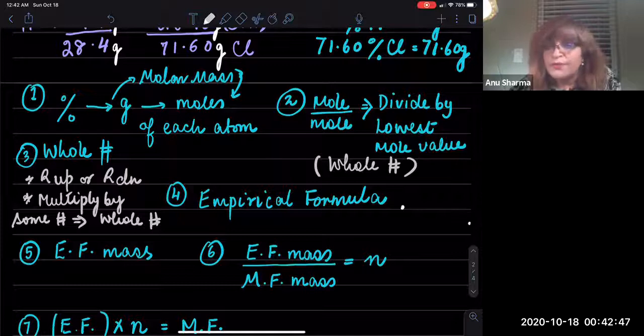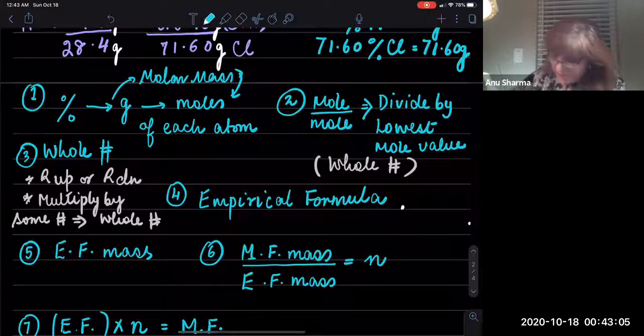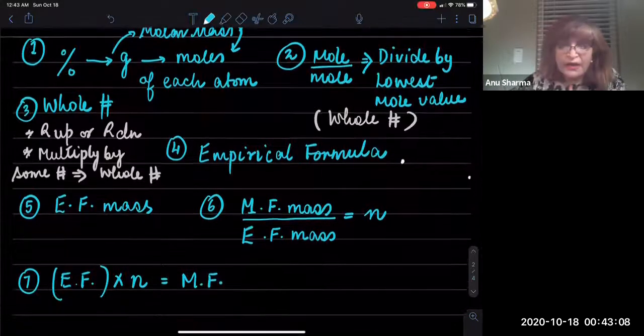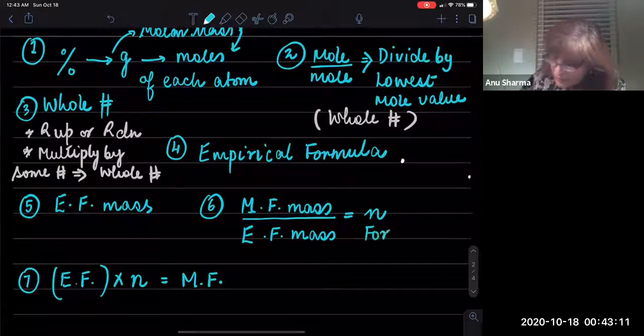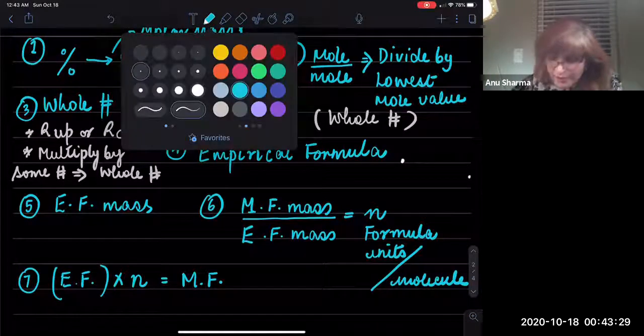Next you calculate the empirical formula mass. Just like you calculate the molar mass, you calculate the empirical formula mass also. Then you take the molecular formula mass that is given to you and divide that by the empirical formula mass, and that gives you the value of N. What is N? N is the formula units per molecule. These formula units are then multiplied by the empirical formula mass, and that gives you the molecular formula mass. So this is the roadmap we are going to follow.